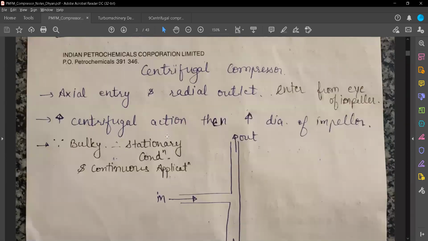Now we'll see the details of the centrifugal compressor in the next video.